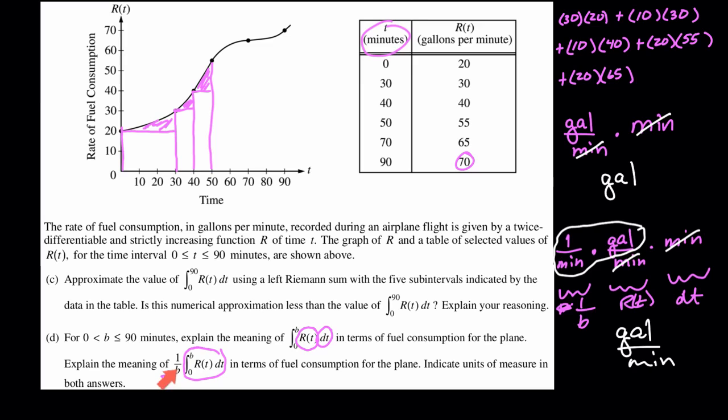So this integral, your denominator down here represents the upper limit minus the lower limit. So this is your average value of this function. This function is the number of gallons per minute. This is your rate of consumption of fuel. So what this integral is describing is the average rate of consumption of fuel for the plane between t equals 0 and t equals b minutes.